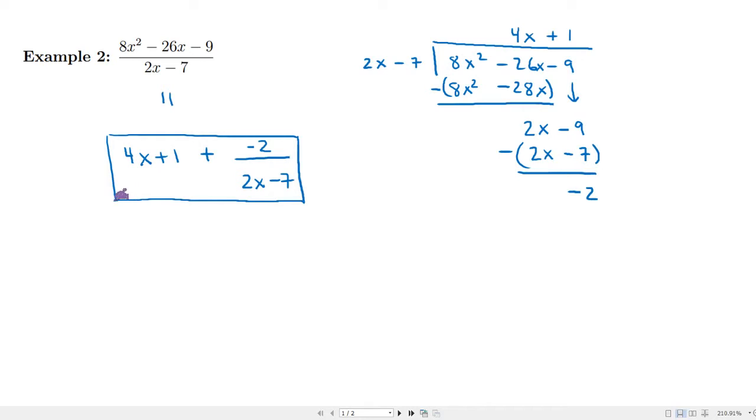You can always check your answer if you wanted to, because you could make a common denominator for these two, right? We'd have to multiply these two by 2x minus 7, and then you could simplify and see if you actually get the correct answer in the end.